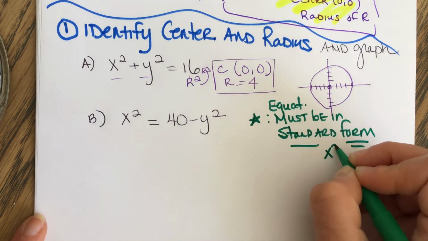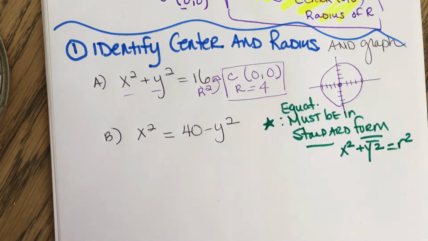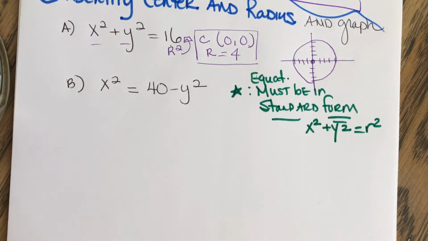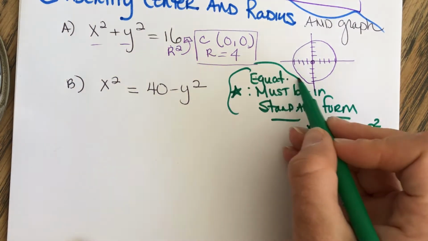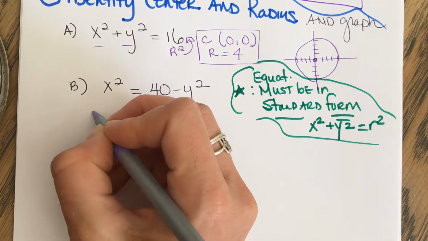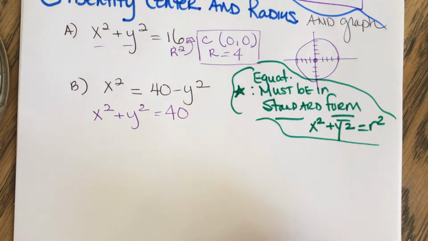The standard form has to be x squared plus y squared equals r squared. So obviously this is not in that form, so this has to happen. Again, make note of that, because the questions on your homework aren't always going to be perfect. So then that's pretty simple. If I want to make this into my form, it's x squared plus y squared equals 40.